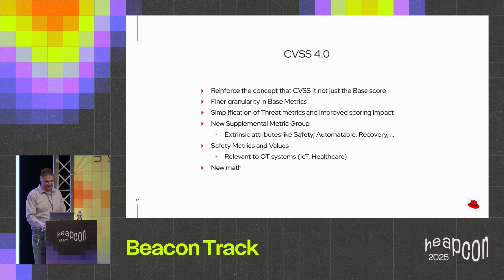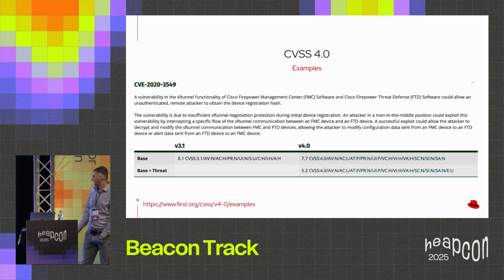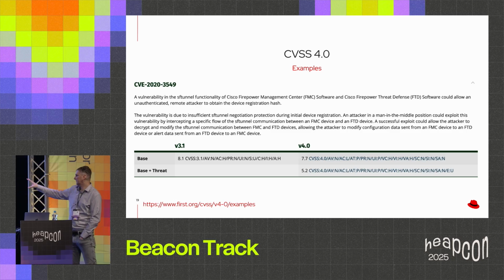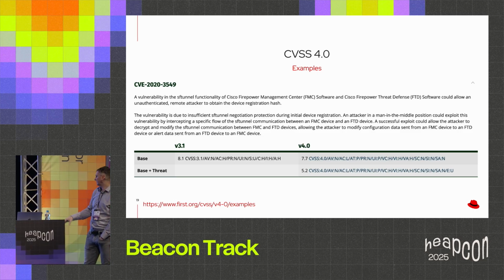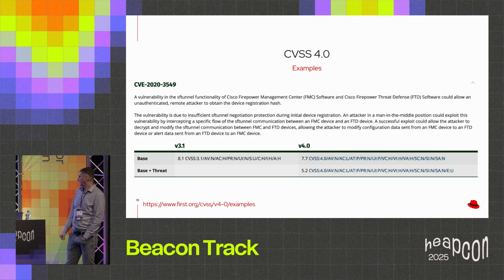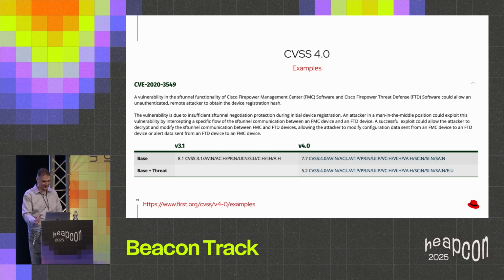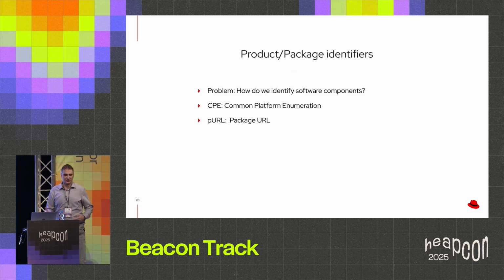So this is one of the examples from the FIRST site that I mentioned, and here you can nicely see how things change when you look at the different versions of the scoring. It's 8.1 with version 3, it's 7.7 with version 4, only using the base metrics. But if you add additional threat metrics to it, it goes even lower. So you should always try to take the best possible and the most detailed metric that you can find. So that's one part of the story.